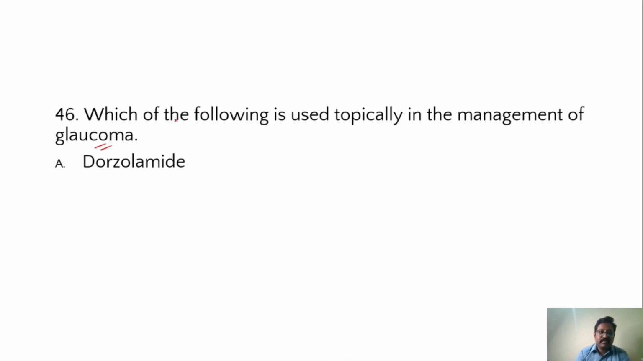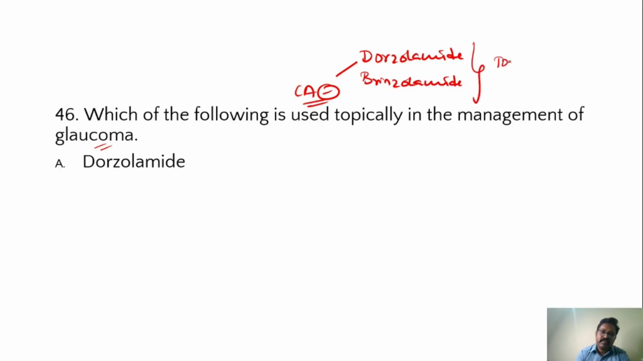If the question was, which of the following carbonic anhydrase inhibitors are used topically in the treatment of glaucoma, then the correct answer will be dorzolamide and brinzolamide. These two drugs are given topically, whereas there are other carbonic anhydrase inhibitors which are given by the oral route.